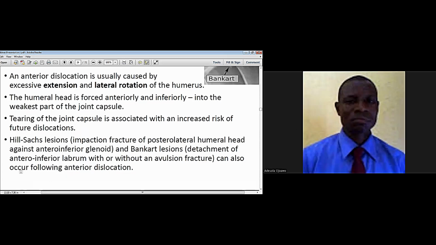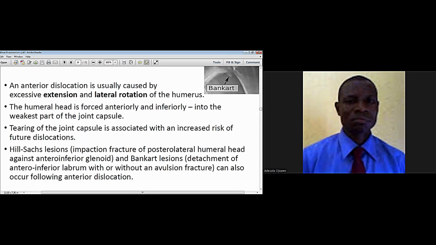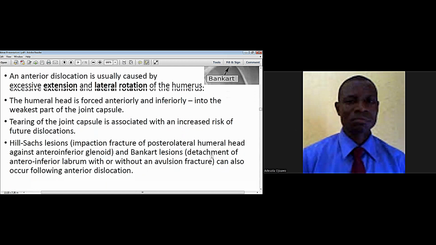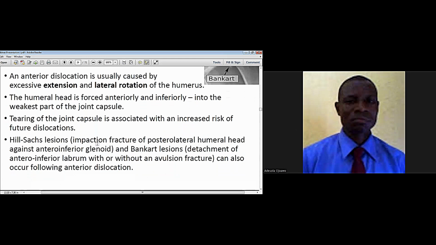So we call it Bankart lesions. This is what we are seeing here: detachment of the anterior inferior labrum with or without avulsion. If there is breakage of the bone, that's what we call avulsion. If there's no breakage, that's without avulsion. So that bone may break, and that's going to allow the anterior dislocation. At times, the bone may not break, so we say without avulsion. That can lead to anterior dislocation.